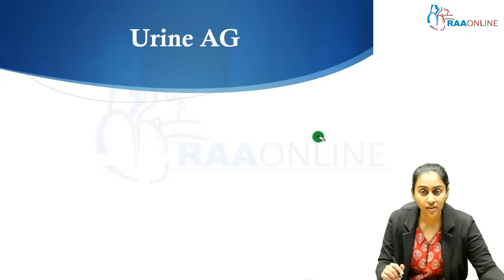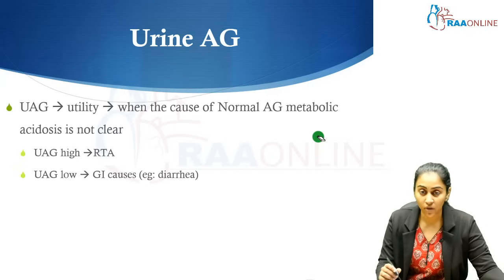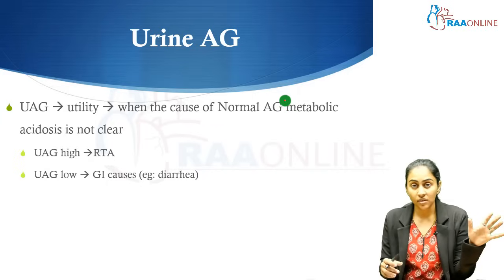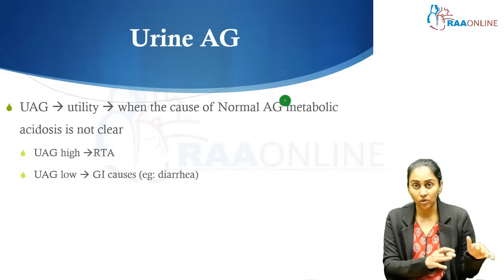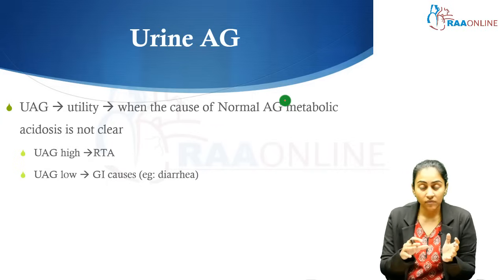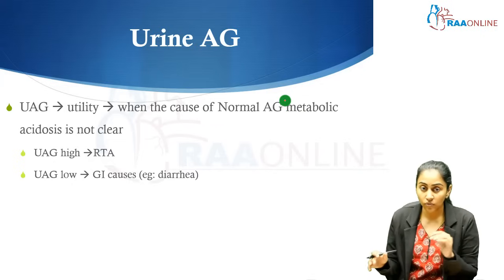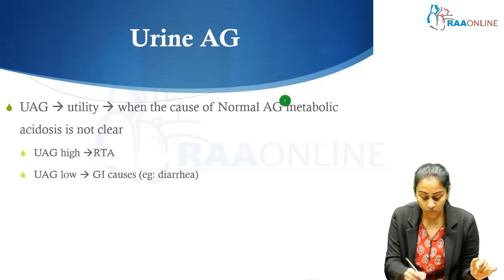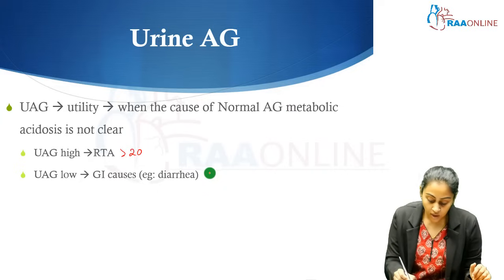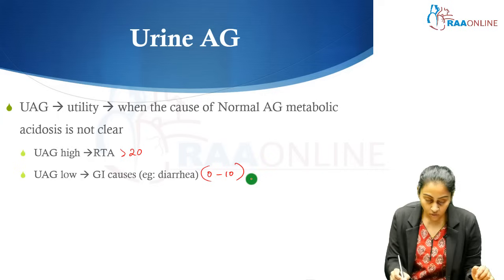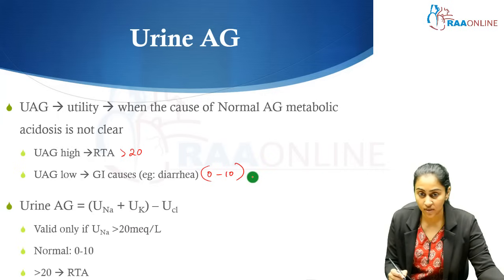Now, before understanding them, a little bit about urine anion gap, which I already mentioned. The first step is that this plays an important role in identifying whether it is a renal cause of normal anion gap metabolic acidosis or an extra renal cause. So, if urine anion gap is high, more than 20, you are looking at renal tubular acidosis. If it is normal, between 0 to 10, you are looking at either chronic diarrhea or laxative abuse. This is how you calculate urine anion gap.